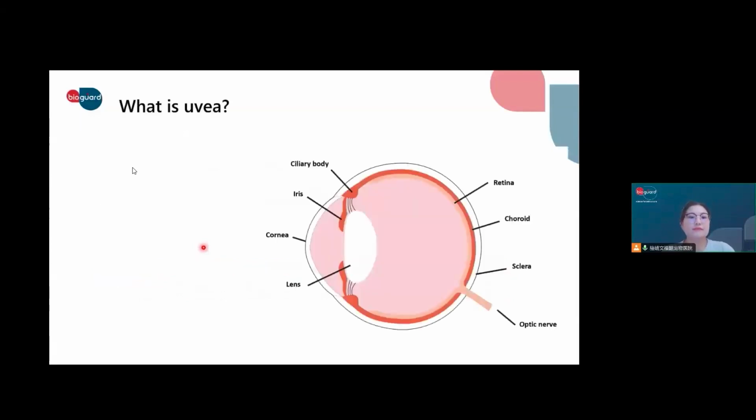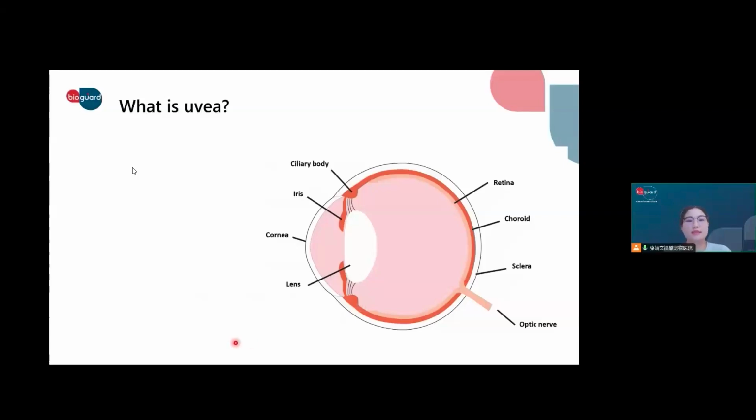Before we talk about the symptoms, I'd like to briefly explain what the uvea is. Look at this diagram. The orange-red area is the uvea. It includes the iris in front, the triangular ciliary body, and the entire posterior choroid.